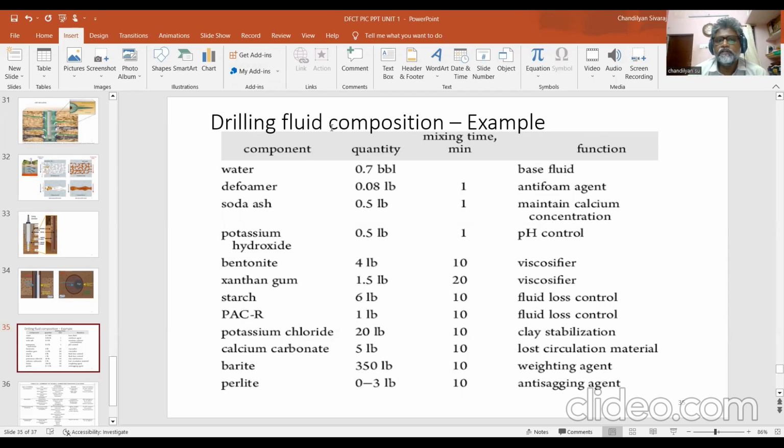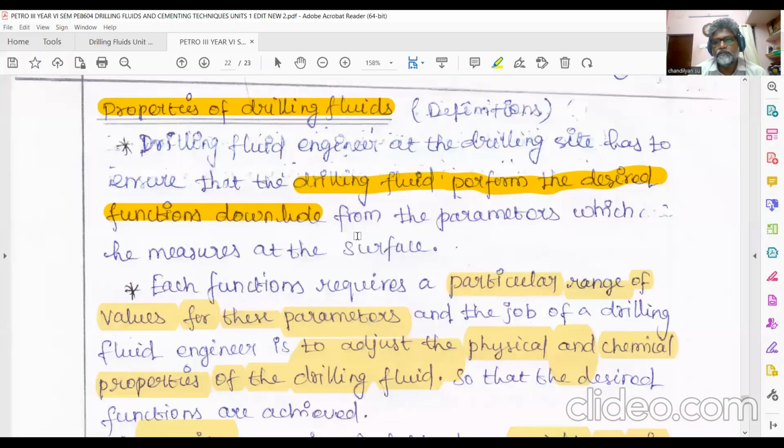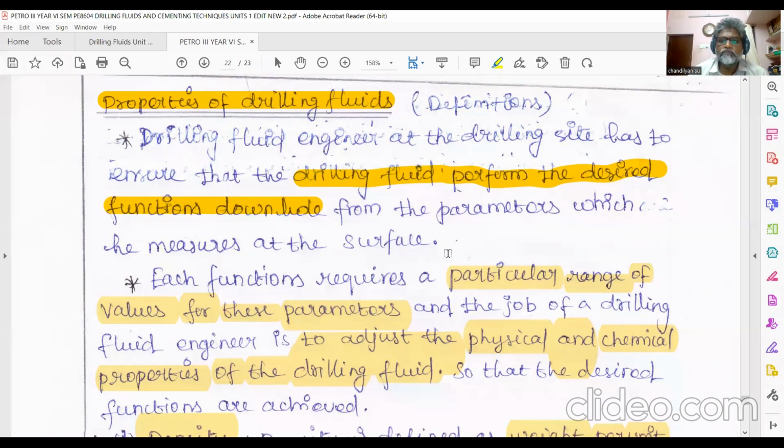Look at the heading: drilling fluid composition of one organization. This is also copied to you in the handout, in the additional notes. You can relate to it for this question. That's how you have to answer the question. Functions are easy, properties are easy, but when you're talking about composition, you need the contents along with the percentages.